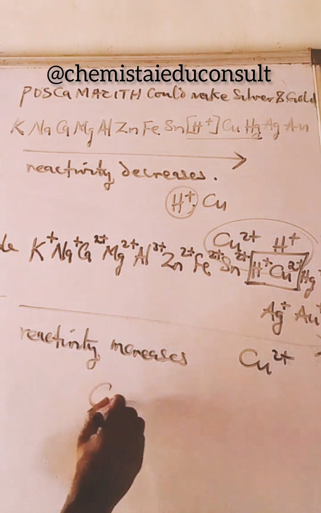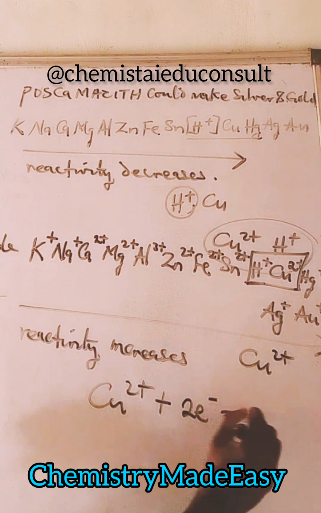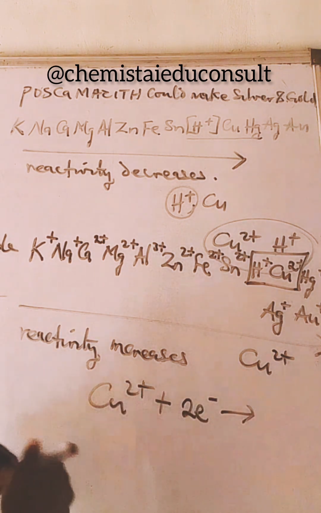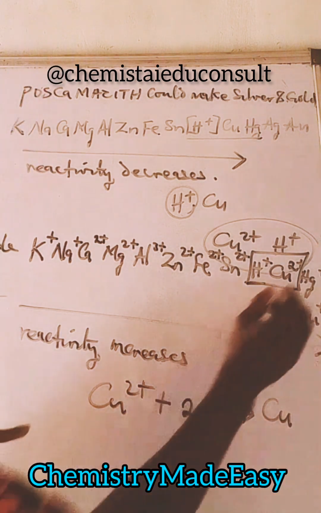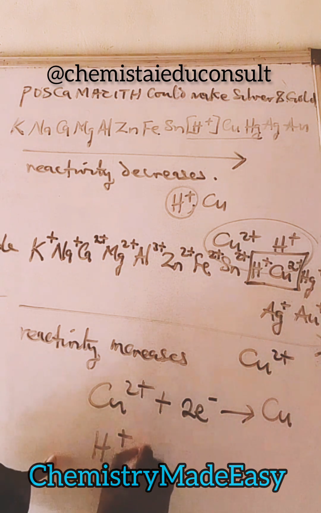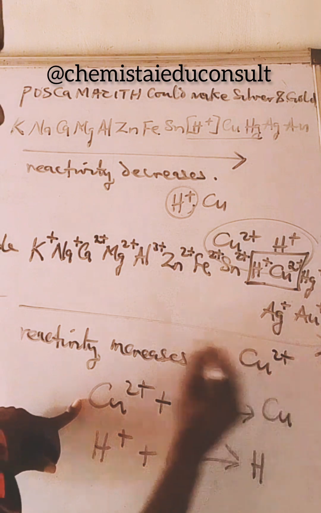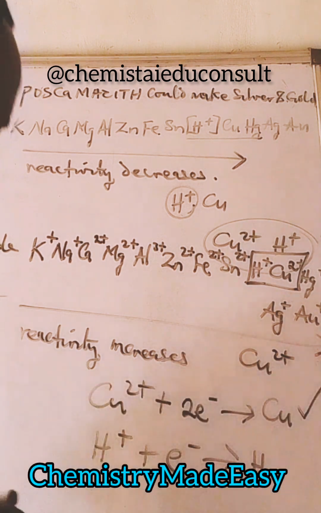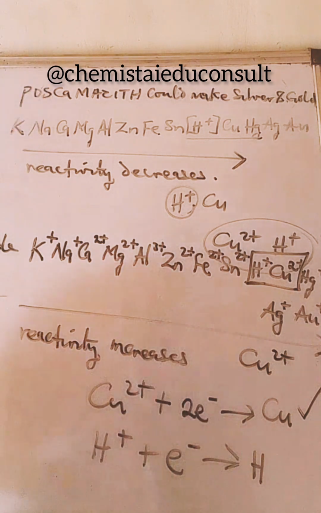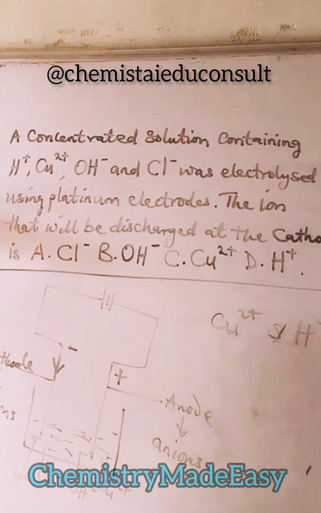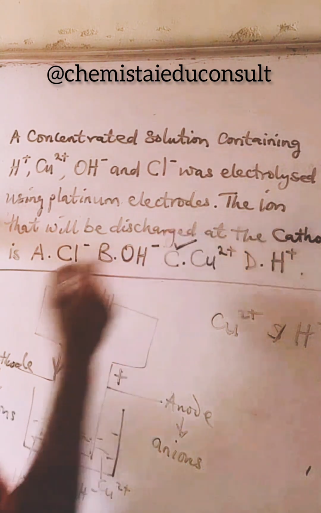So copper 2 plus, we go to the cathode and pick 2 electrons because it has more ability to accept electron and get reduced to elemental copper. Hydrogen has the ability to pick 1 electron to become hydrogen, but this reaction is more energetically favored because copper 2 ion has greater ability to accept electron. That is why your answer should be C.